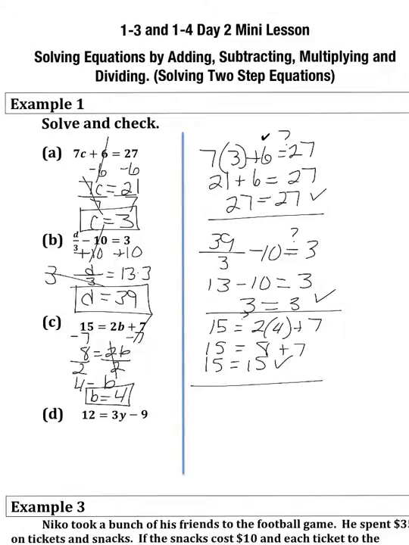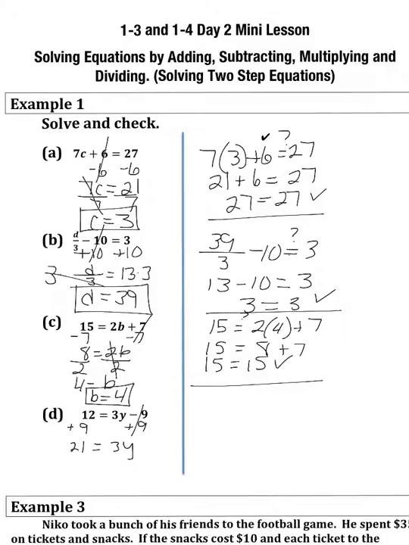The last two-step equation in example 1 is 12 equals 3y minus 9. So now I have to do the inverse operation of subtraction, which is addition. So I'm going to add 9 onto both sides. Remember, we want to get rid of whatever's not attached to the variable term first. And so that'll cancel the 9 on the right, and it'll give us 21 on the left. So 21 is equal to 3y.